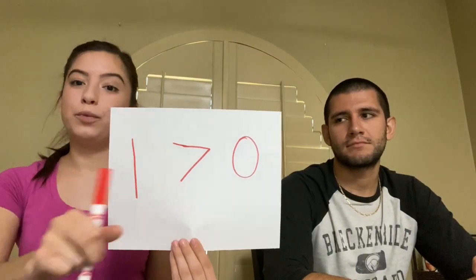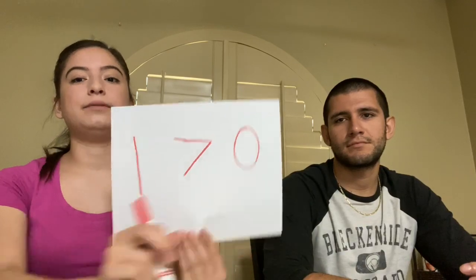So first we have the greater than symbol. Greater than means bigger. So this means one number is bigger than the other. Can you give me an example of a number that is bigger than the other? 1 is greater than 0. Okay, so that's what it would look like. 1 is greater than 0, or 1 is bigger than 0. Okay, good job.